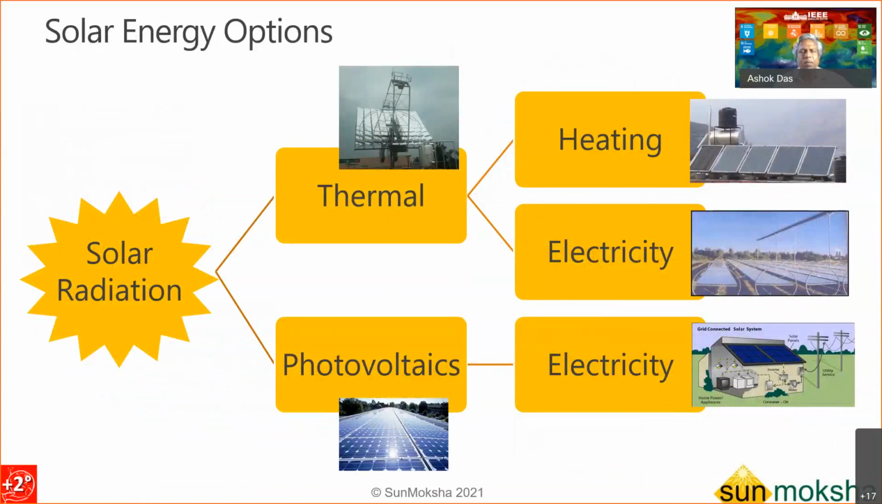Solar energy, we all know, we all see it every day, and there are two main applications. One is thermal, another is photovoltaics. In the thermal, we use it for heating. We can also use thermal for electricity by generating steam. And of course, the photovoltaic is converting your solar energy directly to electricity for the homes and final uses. So let's look at it quickly.